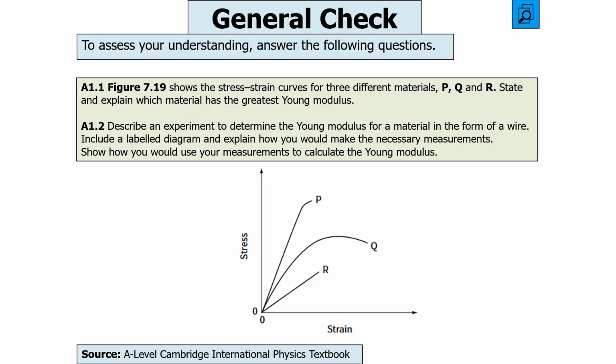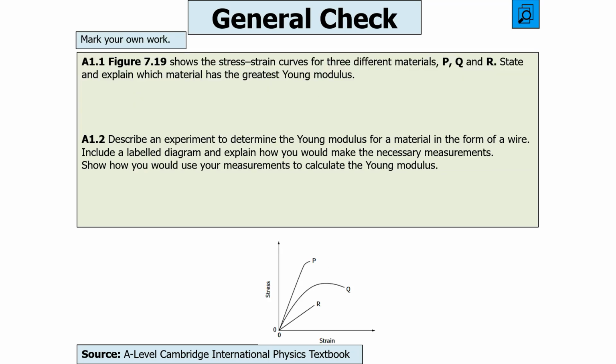The next question says, figure 7.1 shows the stress strain curves for the three materials P, Q and R. State and explain which material has the greatest Young modulus. Then describe an experiment to determine the Young modulus for a material in the form of a wire. Show how you would use your measurements to calculate the Young modulus. So pause the video now, then unpause the video when you want to go through your answer.